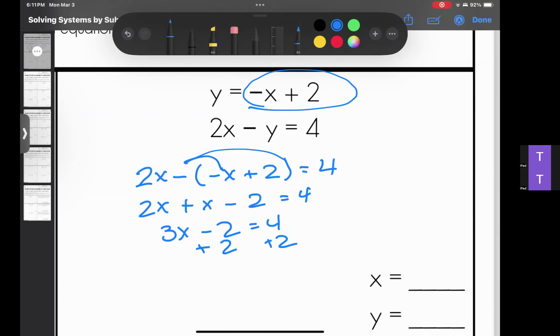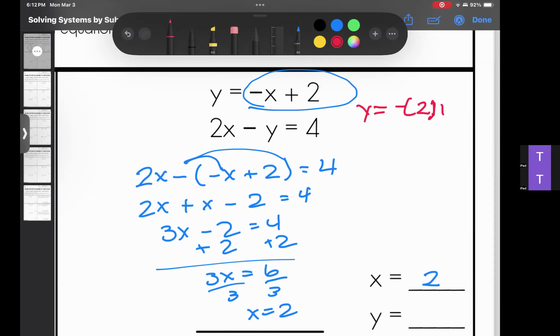Add 2 to both sides. 3x is equal to 6. Divide both sides by 3. x is equal to 2. And then since I used this bottom equation, I'm going to go ahead and use the top. So y is equal to negative 2 plus 2. y is equal to 0 because those negative and positive opposite signs cancel out. Plugging it back in, 0 is equal to negative 2 plus 2. 0 is equal to 0.